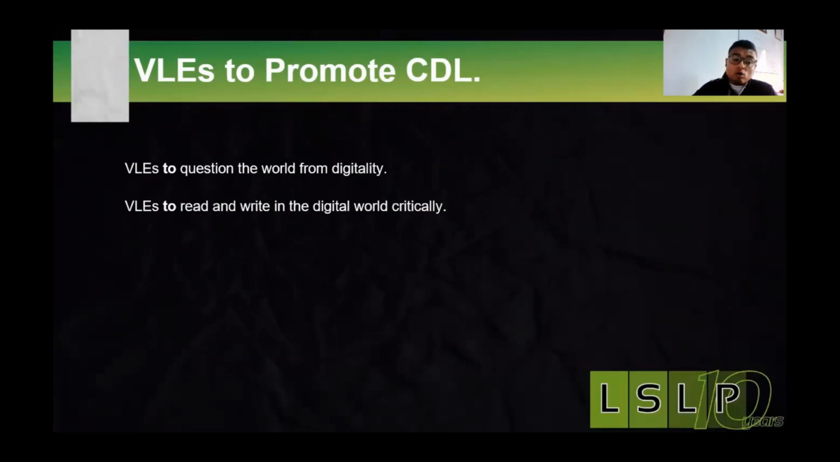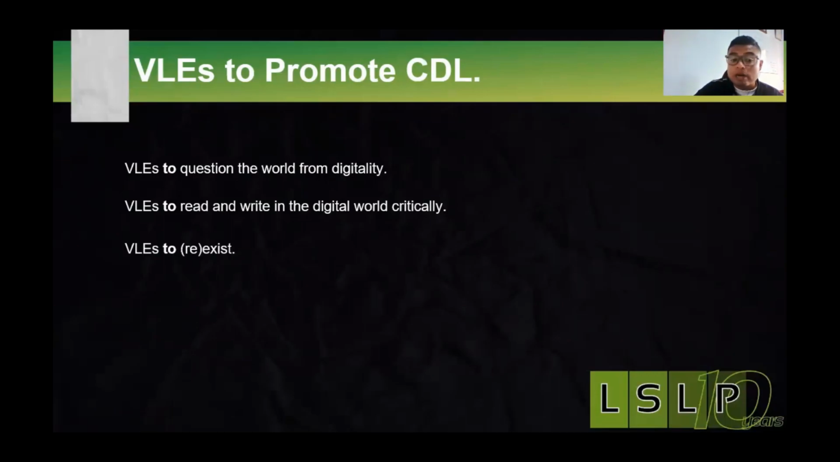And here we also have virtual learning environments to question the world from digitality. And when we have these interesting aspects into account, we could design virtual learning environments to question the world from digitality, but also to read and write the digital world critically and to engage our students to develop that criticality too. Yes, that critical perspective too.